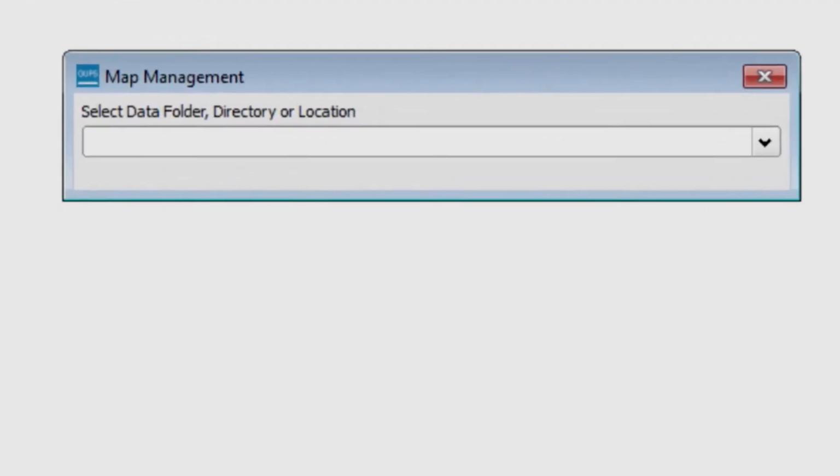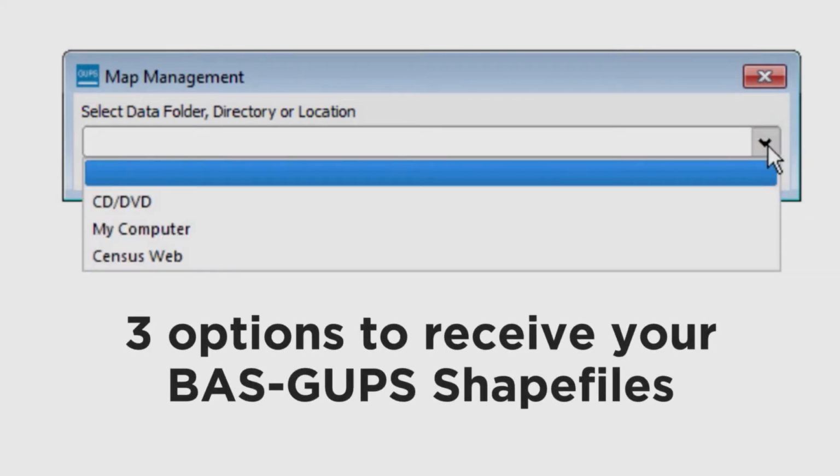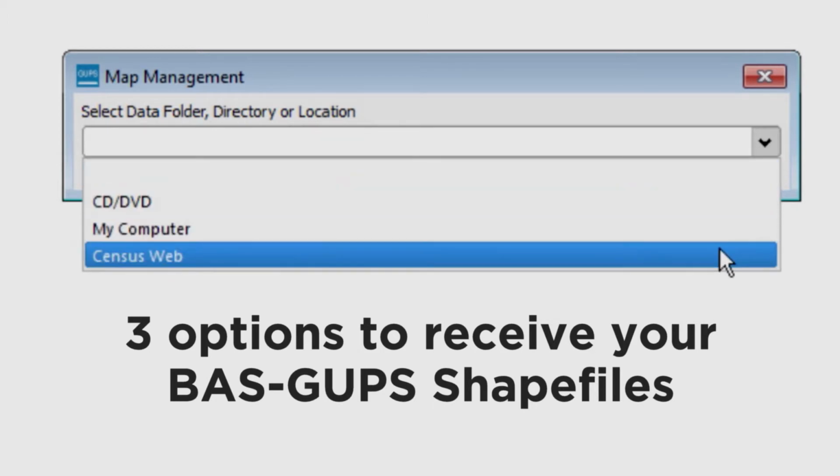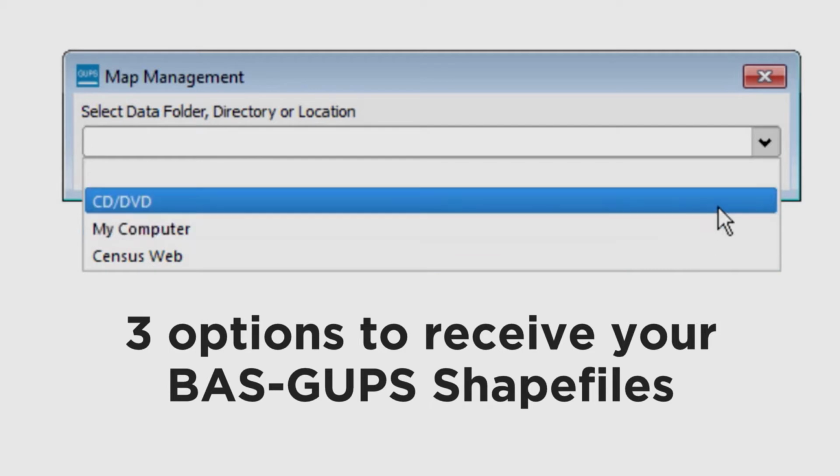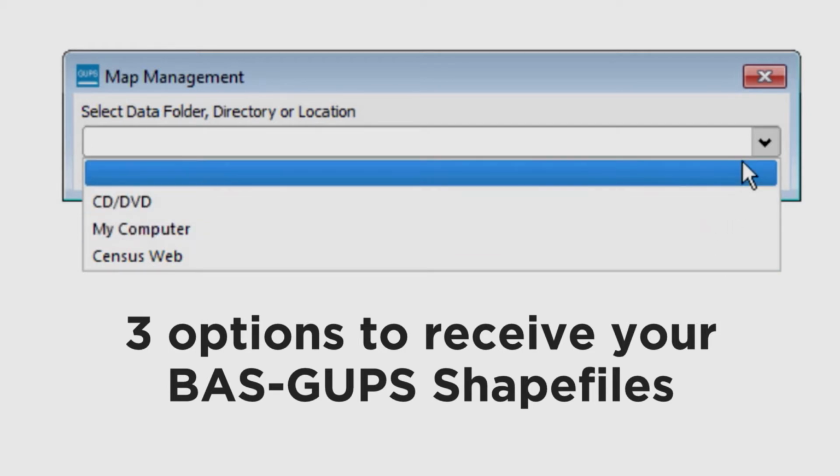After selecting the program, state, and working county information, the Select Data, Folder, Directory, or Location dialog box opens. From the drop-down menu, there is a choice of 3 options for receiving your spatial map files, the Shapefiles from the Census Bureau: Census Web, My Computer, or CD/DVD. We will now demonstrate how to access, download, and upload your files for each of the 3 options.